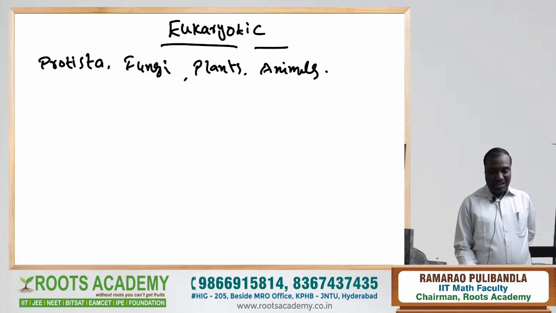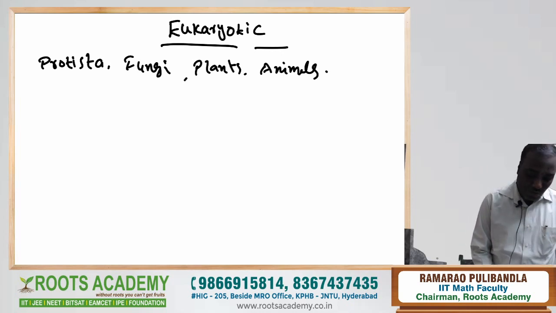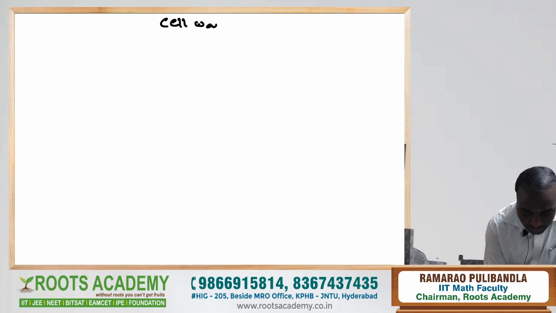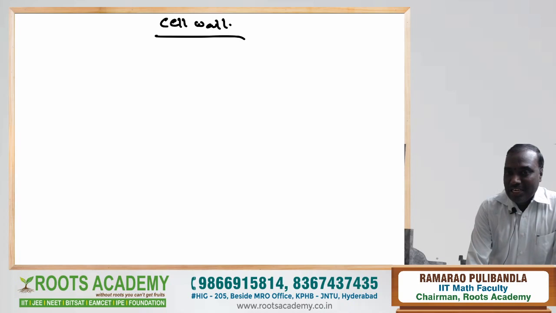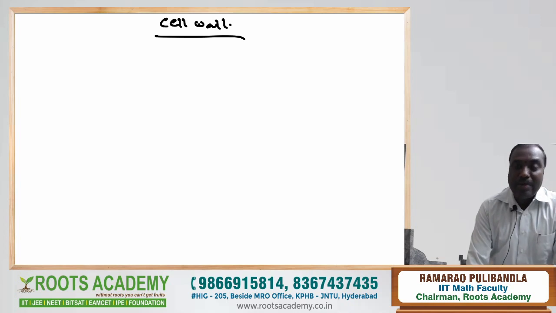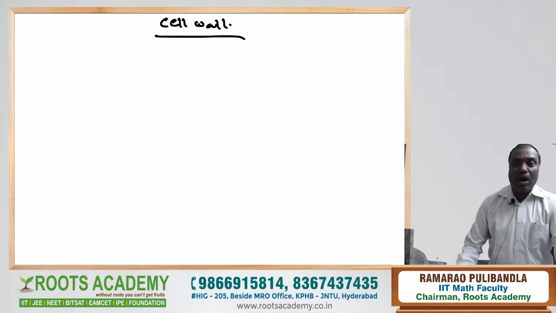Okay, right. Now in the eukaryotic cell, we are going to discuss about cell wall. First of all, cell wall. Cell wall is a unique property of plant cell, but not only the plant cell, bacteria cell contains cell wall and fungus also contains cell wall. So presence of cell wall is not only the characteristic feature of plant cell, it is also seen in fungi and bacteria. Now we are going to discuss about plant cell wall.